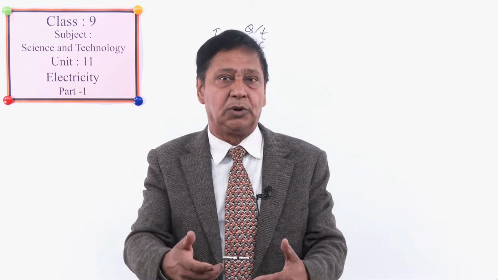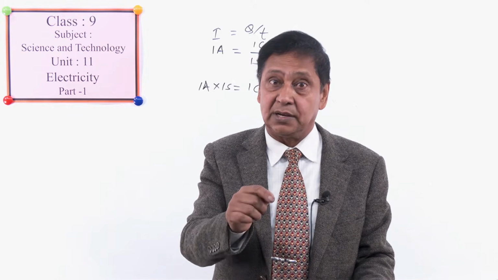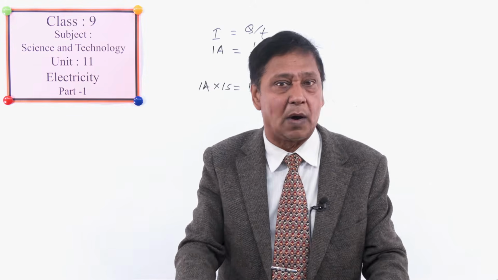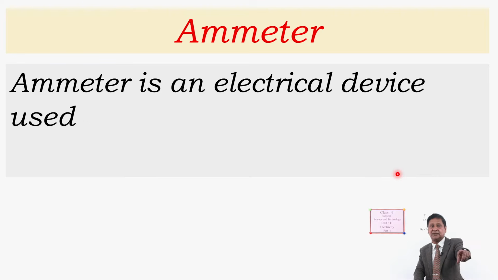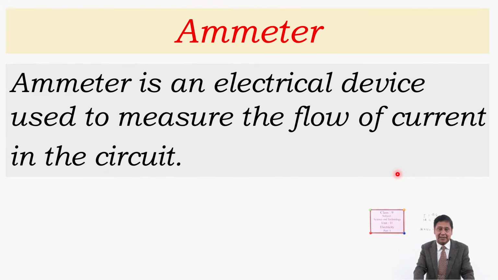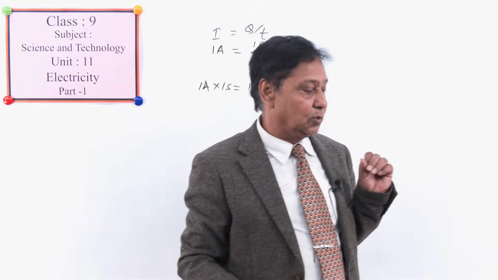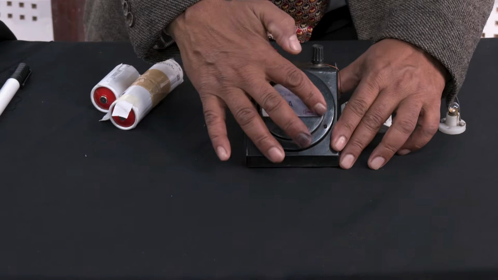Now I am going to show you a device, ammeter, which is used to measure what? Current. Look at this, we can define this way. Ammeter is an electrical device used to measure the flow of current in the circuit. If you are asked somewhere, what is ammeter? Your answer should be like this. Okay, I am going to show you ammeter. Look at this. This is ammeter.